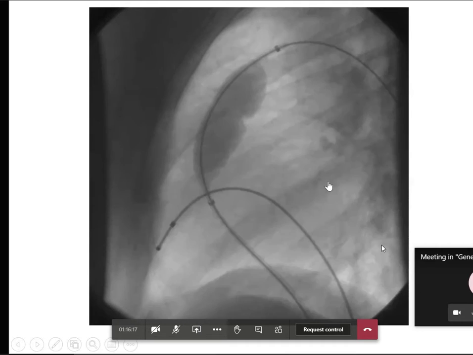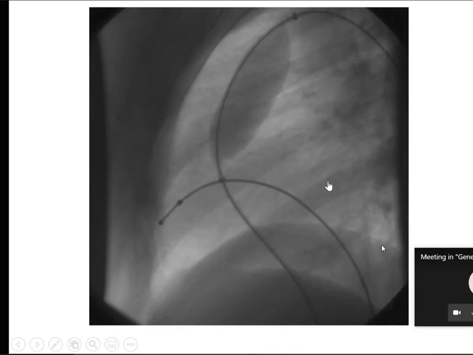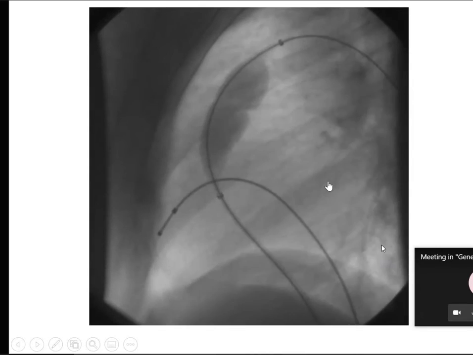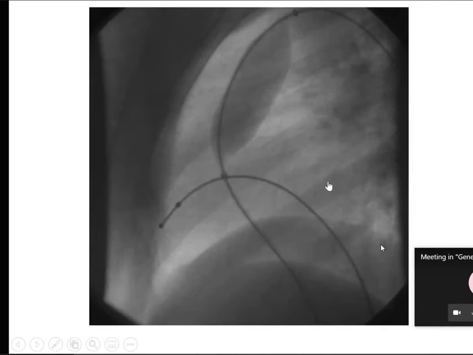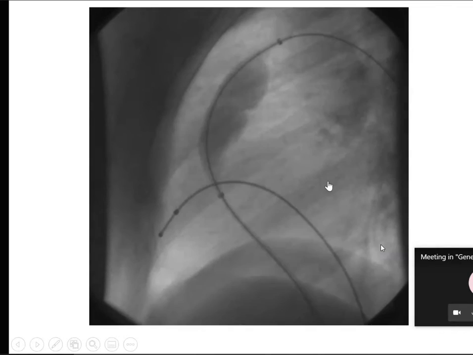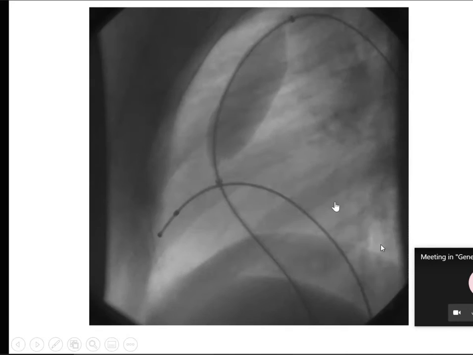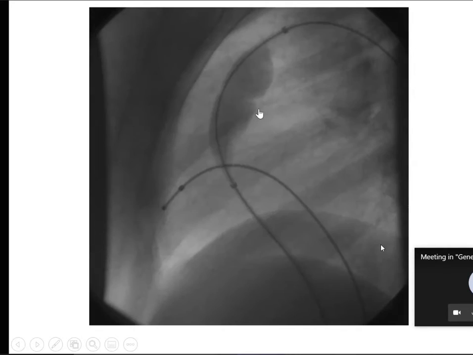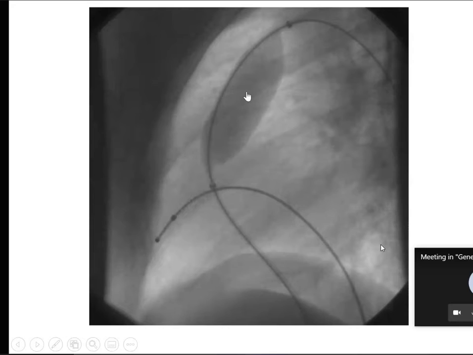What is this one? Balloon pulmonary valvuloplasty, sir. Can you see the waist here? That's a waist which gives way.